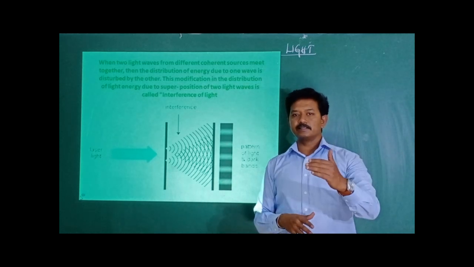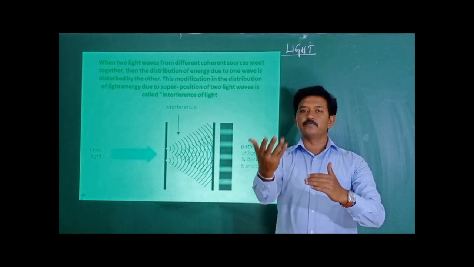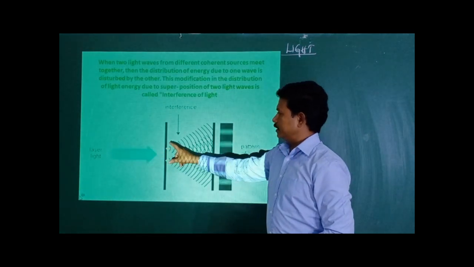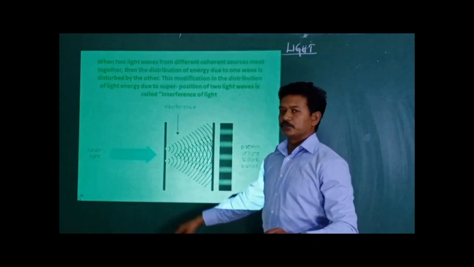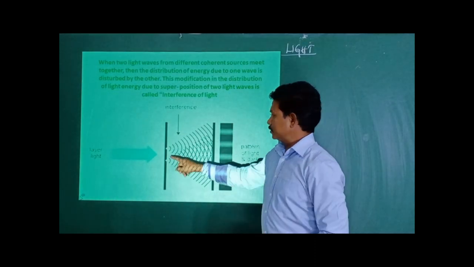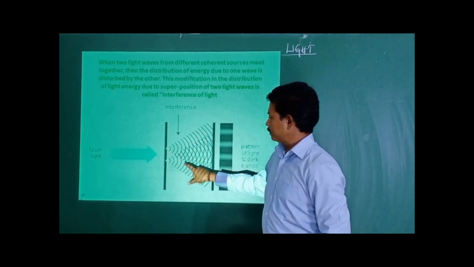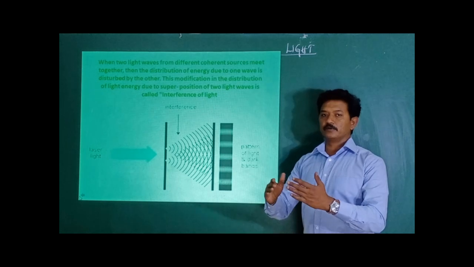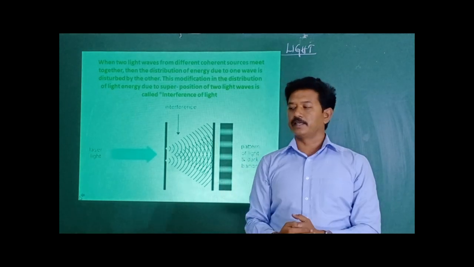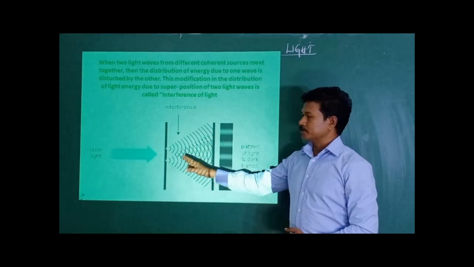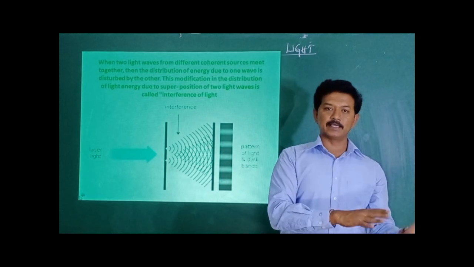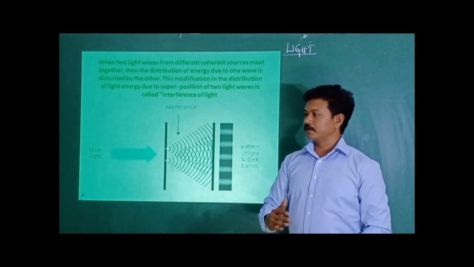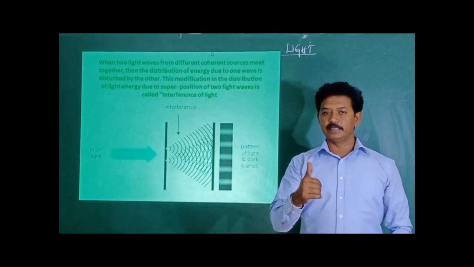So when these light rays are intercepted by another set of light rays, then superposition of light rays happens. For example, here we have taken laser light. We have made two slits here. Two slits means two very small narrow openings. As the light rays come out through the slits, at this particular point you can see these light rays are going to get superimposed, meaning they are placed one above the other. As they are superimposed on one another, the energy distribution of one light ray is disturbed by the energy distribution of another. This phenomenon of light we call the interference of light.